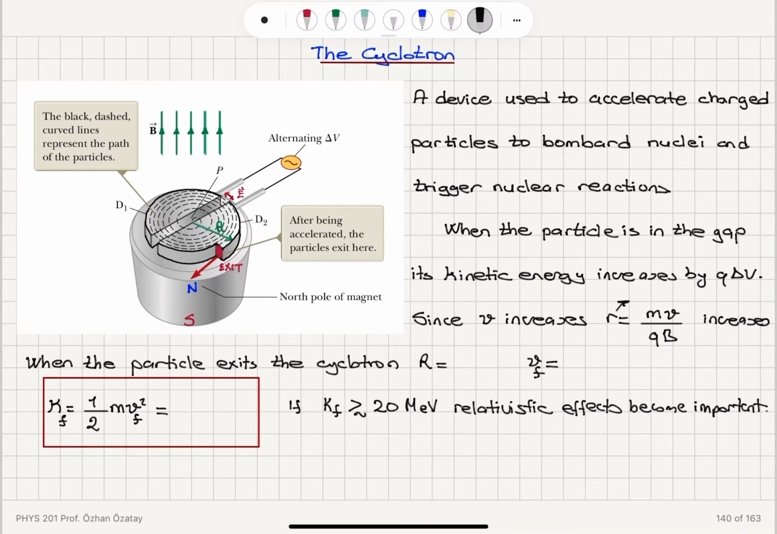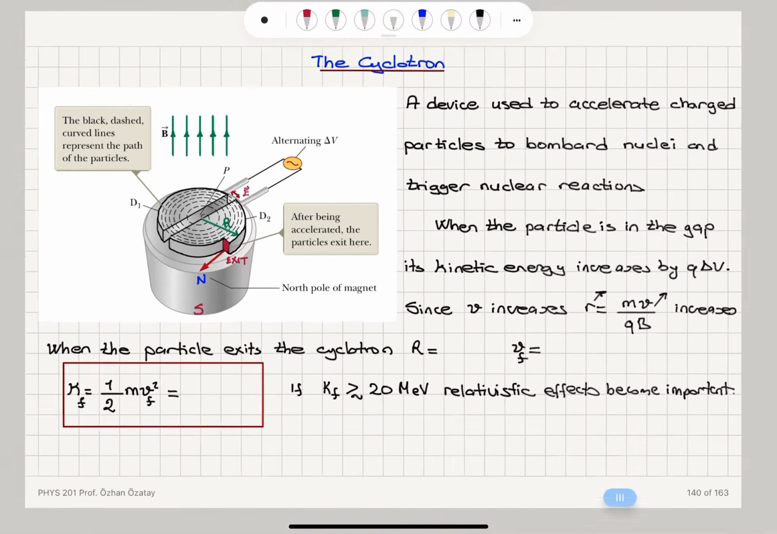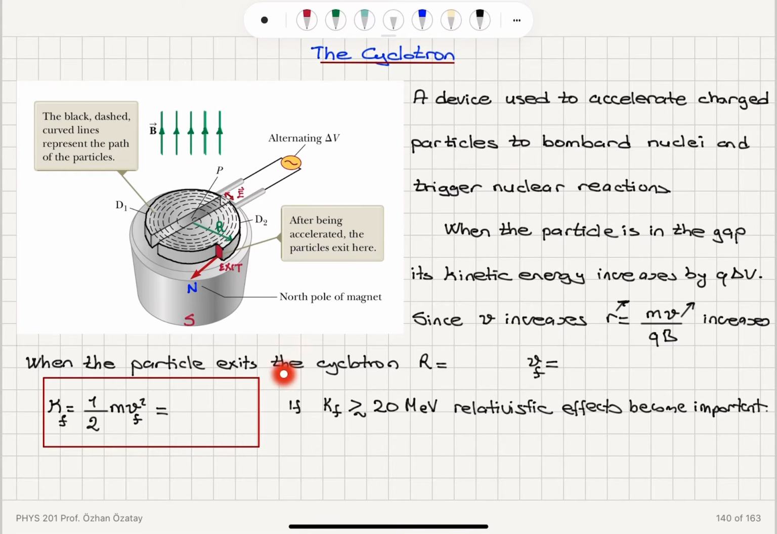So the velocity of the particle increases because it's accelerating in the electric field when it is in the gap, and that means the radius increases, so this is going to spiral out as shown in this figure. So when the particle exits the cyclotron, it's going to have a final radius capital R, where capital R is equal to m v final, the final speed of the particle, divided by qB.